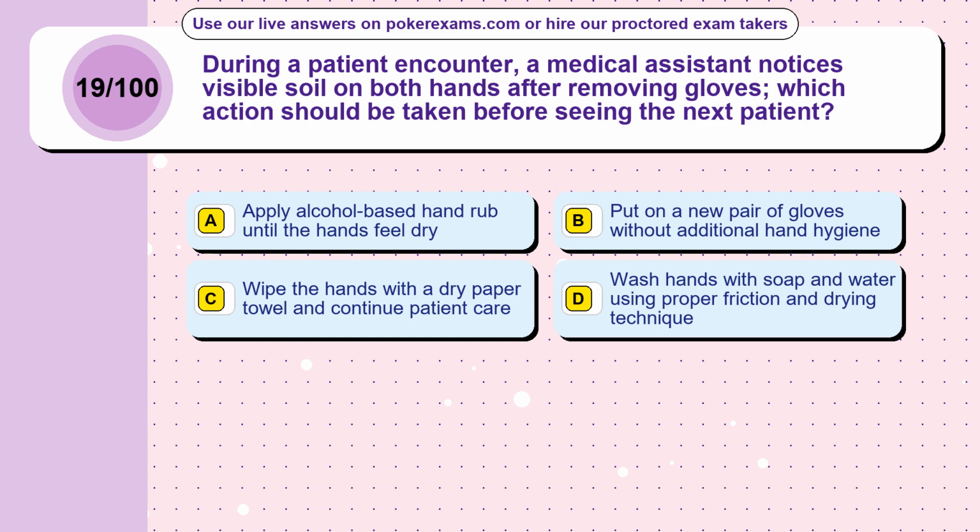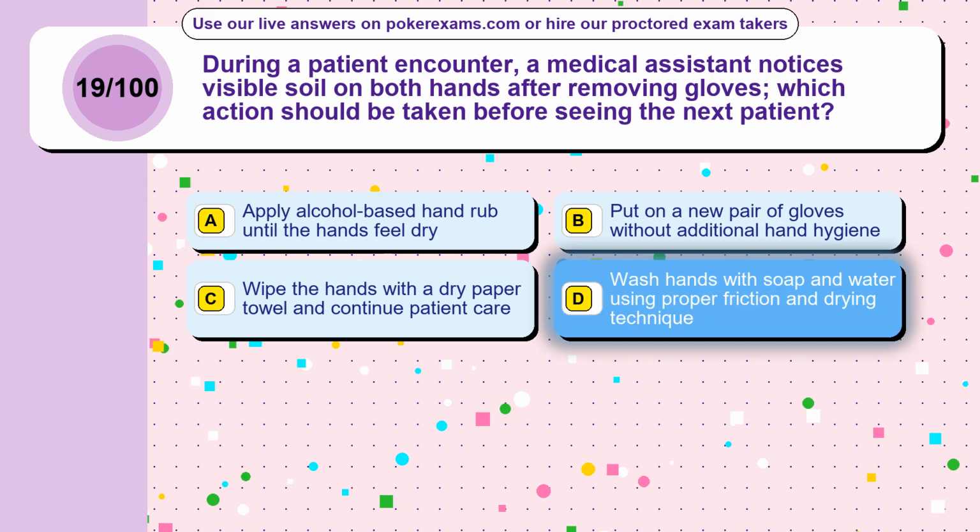Question 19. During a patient encounter, a medical assistant notices visible soil on both hands after removing gloves. Which action should be taken before seeing the next patient? Option A. Apply alcohol-based hand rub until the hands feel dry. Option B. Put on a new pair of gloves without additional hand hygiene. Option C. Wipe the hands with a dry paper towel and continue patient care. Option D. Wash hands with soap and water using proper friction and drying technique.